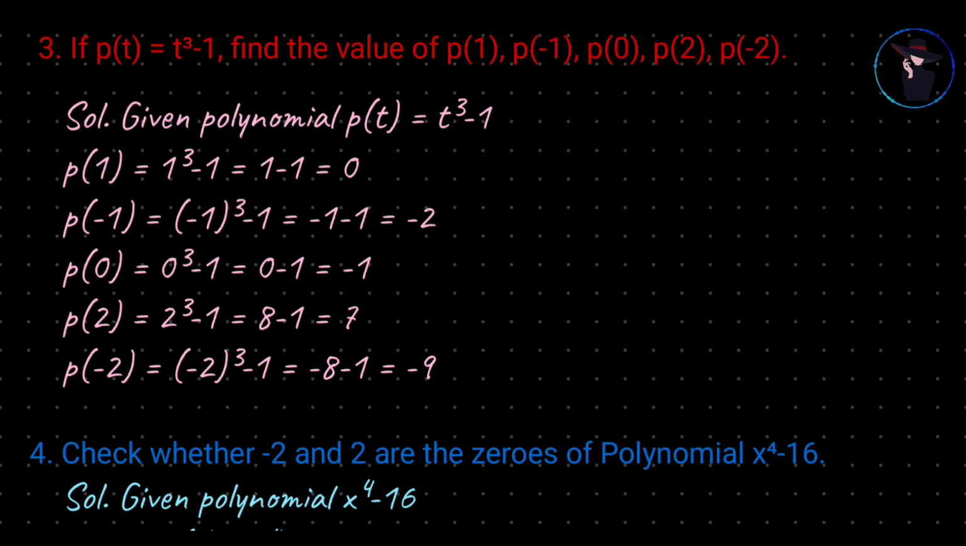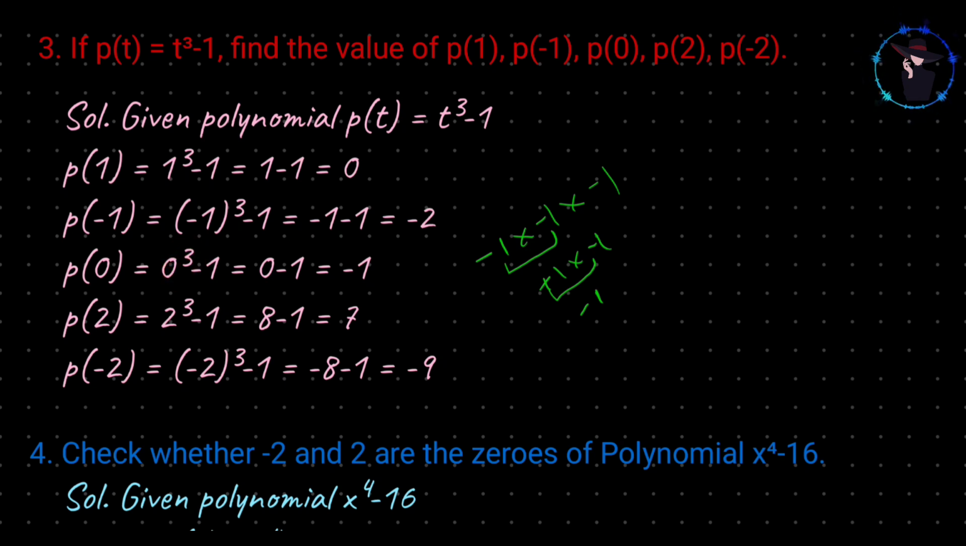Minus 1 cube minus 1. Minus into minus is plus, again plus into minus is minus. I'll show you once. Minus 1 into minus 1 into minus 1, right? Minus 1 into minus 1 is plus 1, and plus 1 into minus 1 is minus 1. So that is why we got minus 1 here and this minus 1. The answer is minus 2.